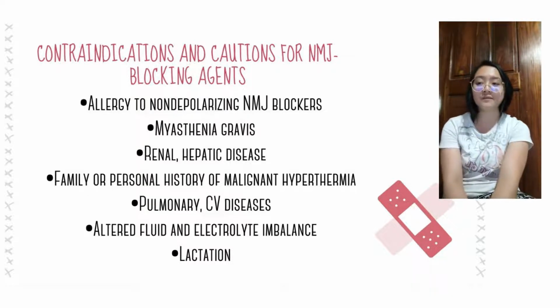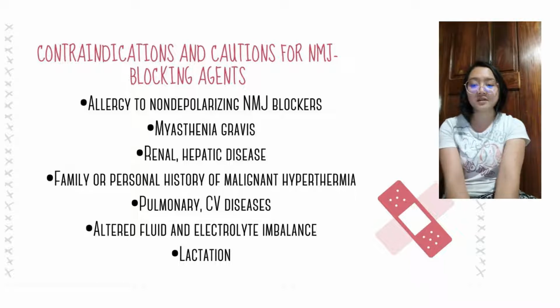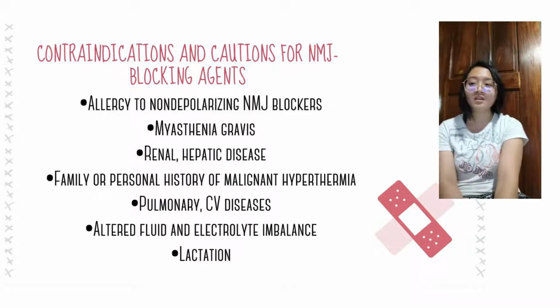Next, we have myasthenia gravis. NMJ blockers are contraindicated or not advised for patients with this disease because it is aggravated by blocking the ACh cholinergic receptors. Next, we have renal and hepatic disease. This is not advised for patients with this disease because it interferes with metabolism or excretion of drugs, leading to toxic effects.